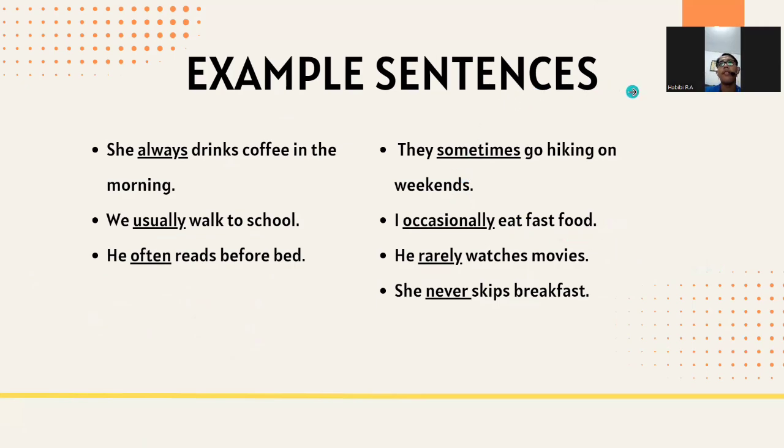Here's an example of all of them. She always drinks coffee in the morning. We usually walk to school. He often reads before bed. They sometimes go hiking on weekends. I occasionally eat fast food. He rarely watches movies. She never skips breakfast.